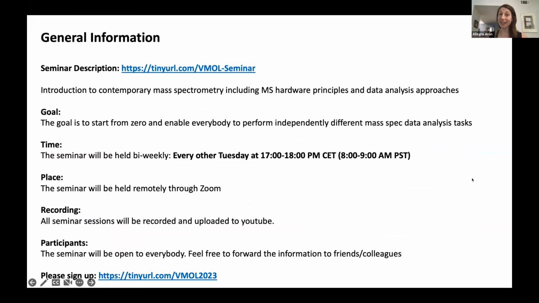The other thing that we do is we host this mass spec seminar. We're glad you all are here. Tell your friends about it. Because basically the goal of this seminar series is to take people from zero, maybe you know nothing about metabolomics, and bring you up to really having a pretty deep understanding of different mass spec and metabolomics and proteomics data analysis tasks, pipelines, etc.